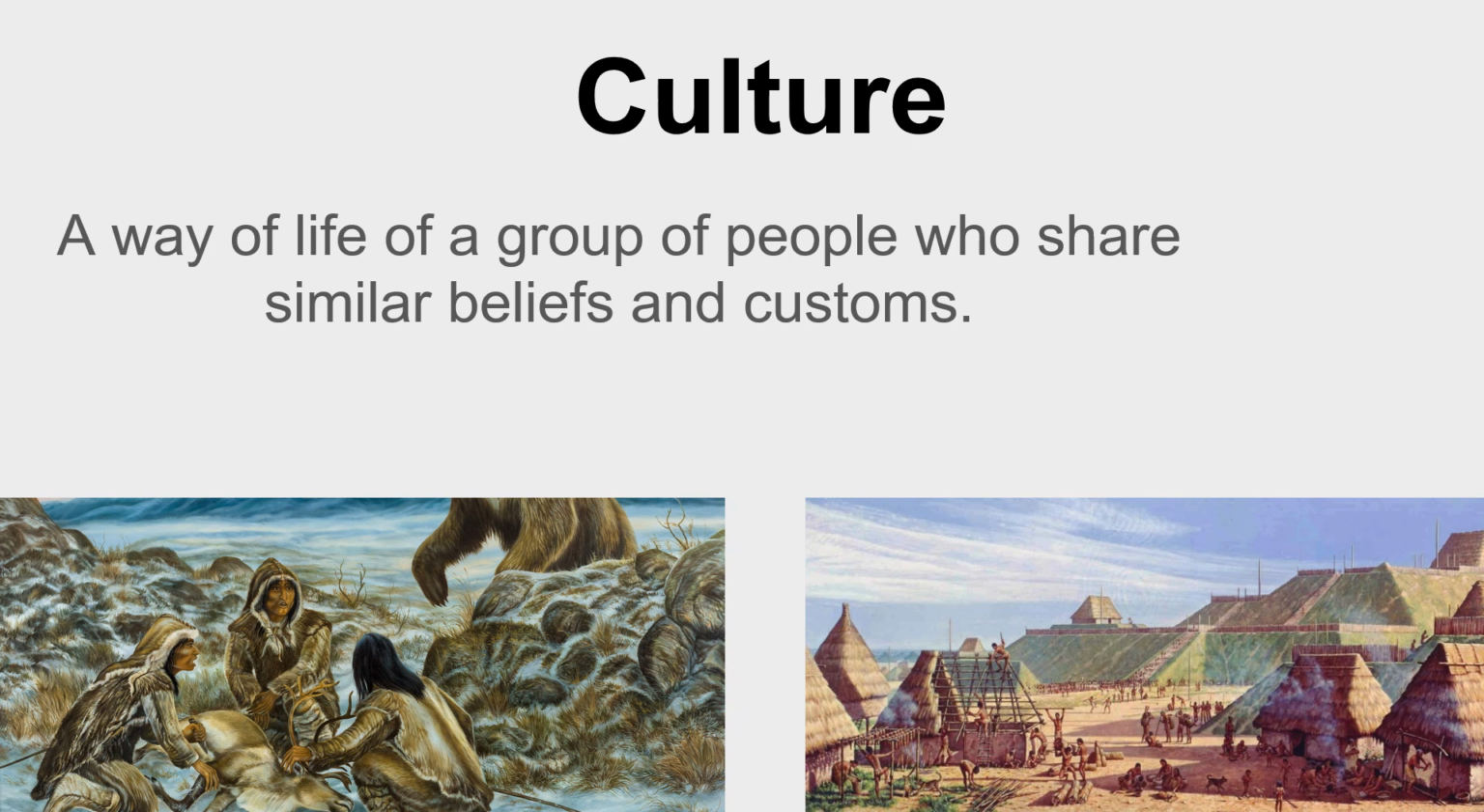Culture is a way of life of a group of people who share similar beliefs and customs. Now, I share with you two pictures of people that have very different lifestyles, very different cultures. This is an example of how environment does affect the way you live and your daily life. You can see that these people living in the colder environment with a bear are going to have things in place to protect them from things like bears. And they are going to be dressed in different kinds of clothing, things like that.